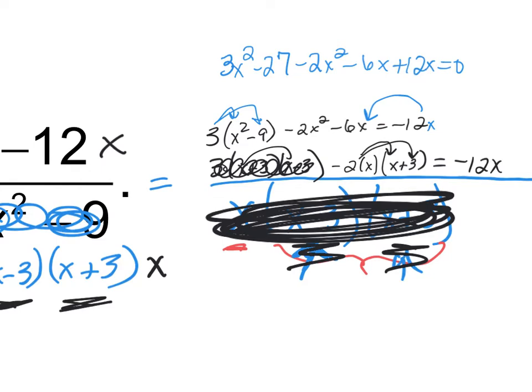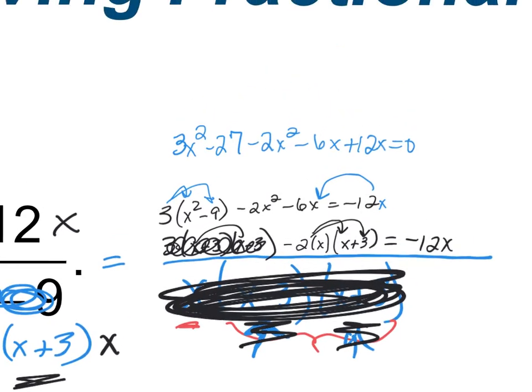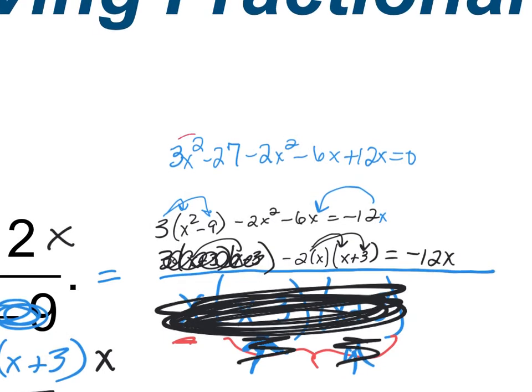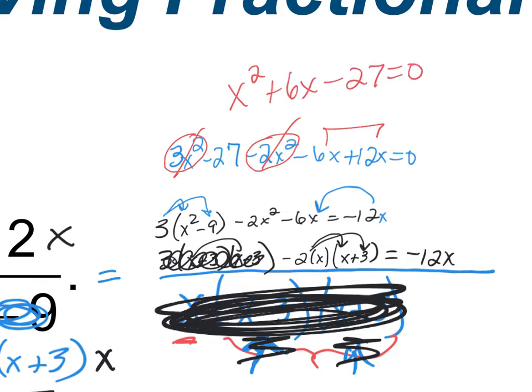If we have x squareds, we always want to get everything equal to 0. So let's combine like terms. Let's start off with our x squareds. 3x squared minus 2x squared is what? 1x squared. Negative 6x and a positive 12x is plus 6x. And then I have minus 27 equals 0.